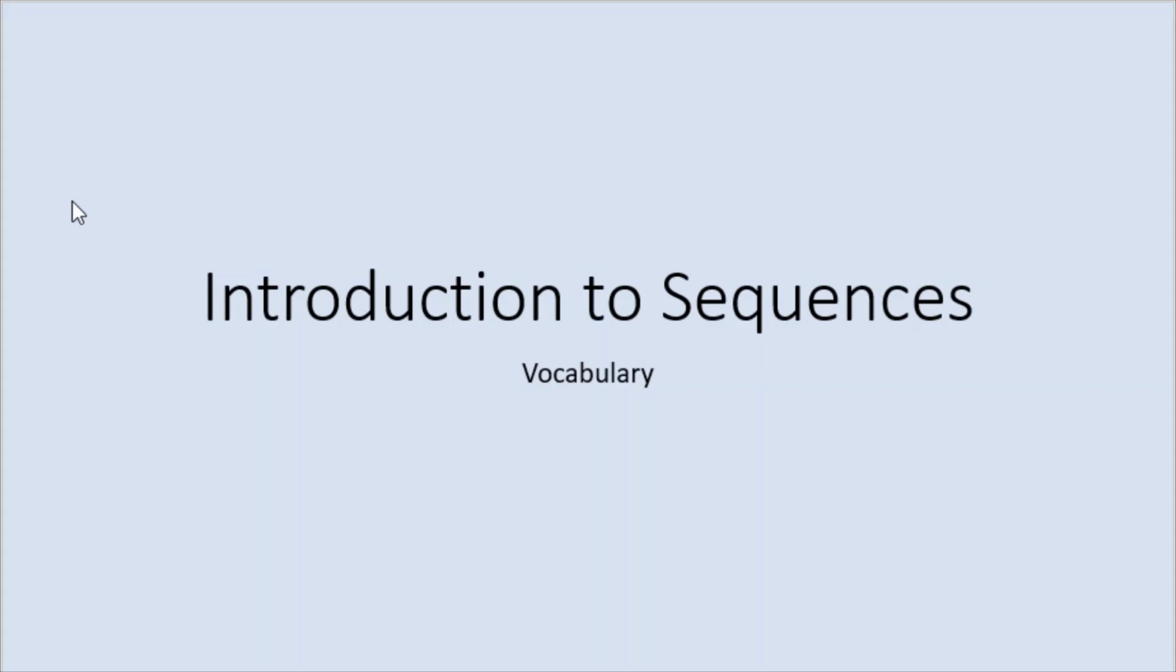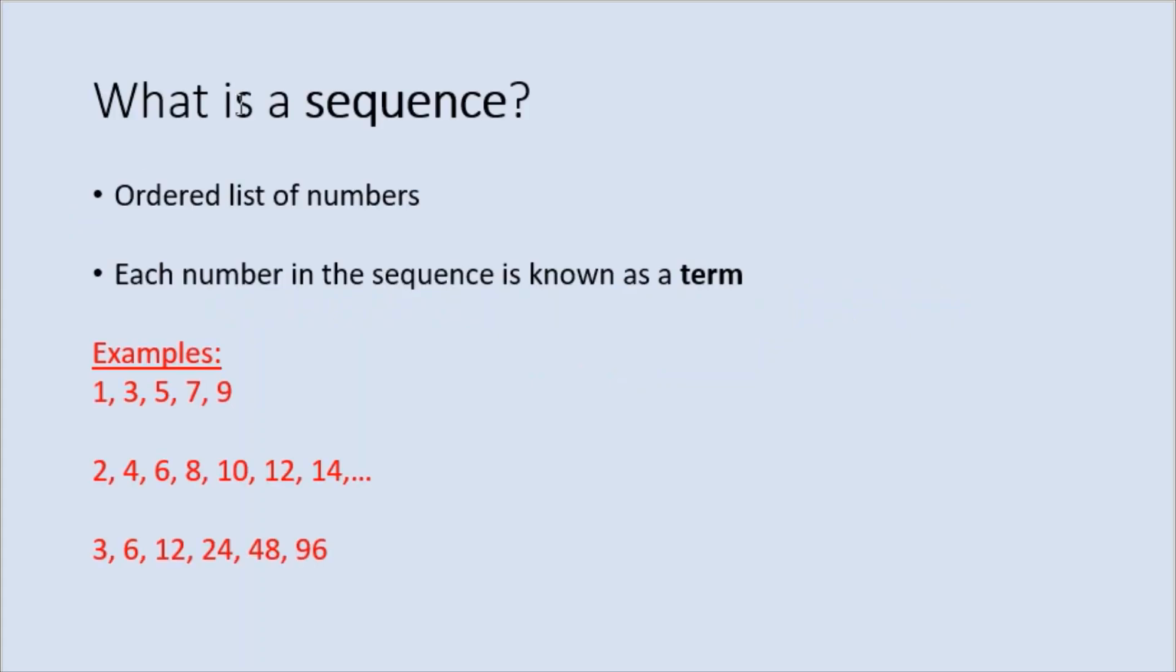This video is an introduction to sequences with a heavy focus on new vocabulary. What is a sequence? It is an ordered list of numbers. Each number in the sequence is known as a term. So down here are some examples of sequences. You'll notice each term is separated by a comma.